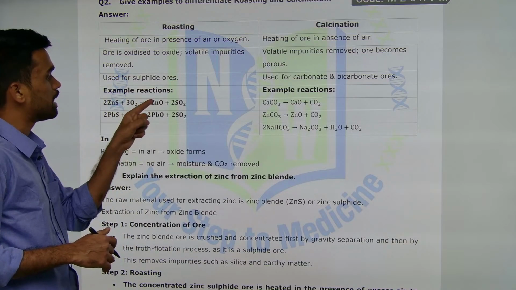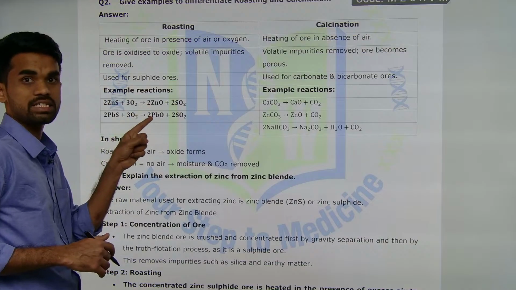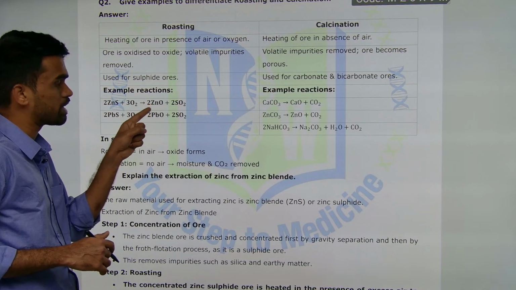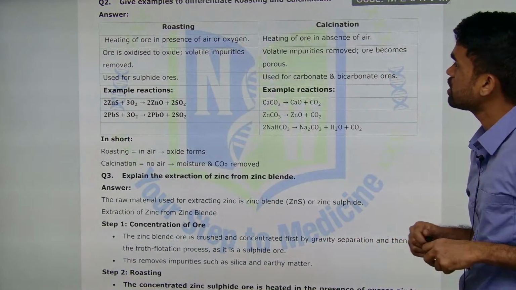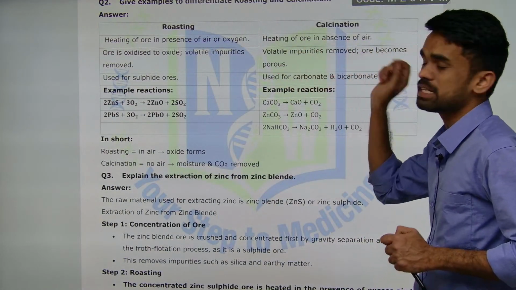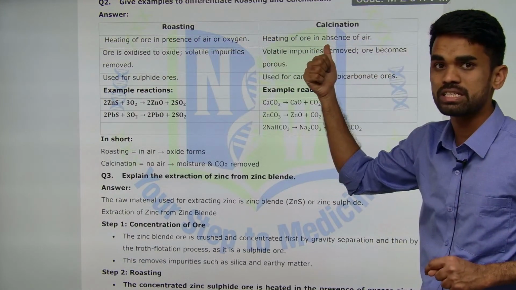So we can collect our metals from their ores in the form of their oxides. Remember this, we are getting oxide forms. Okay, then next, when it comes to calcination, it is heating of ore in absence of air. So what is the difference? Roasting is in presence of air, calcination means in absence of air.